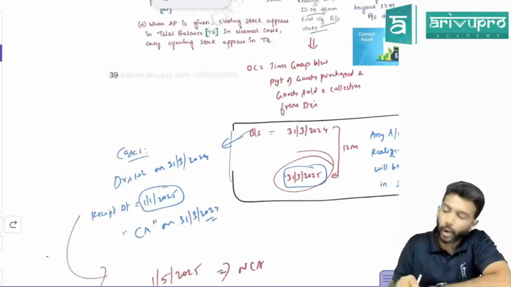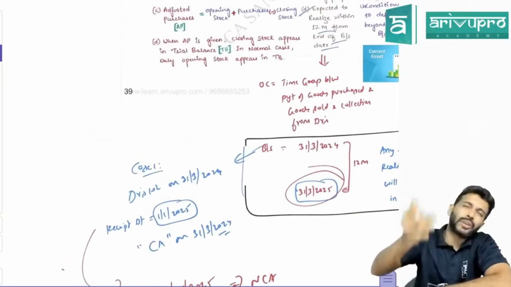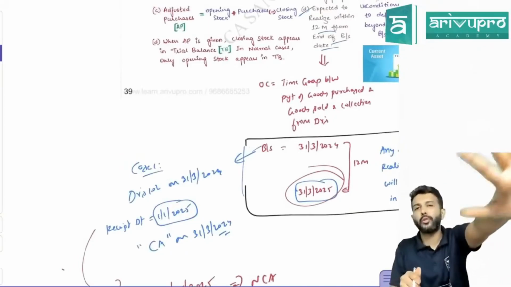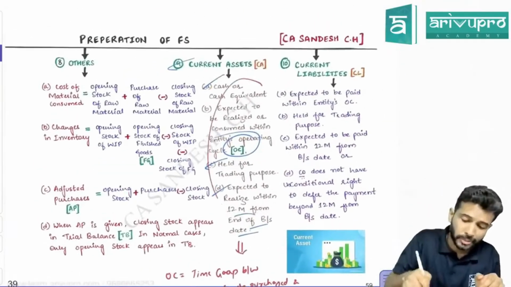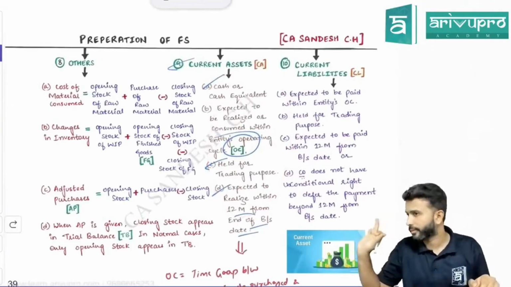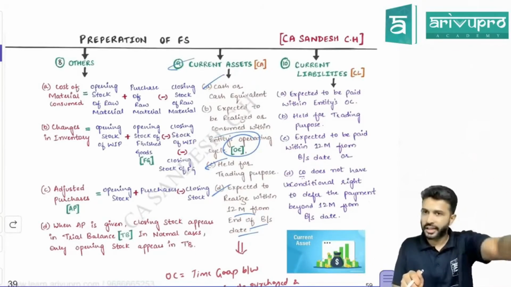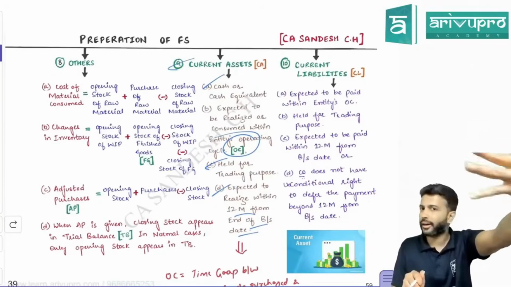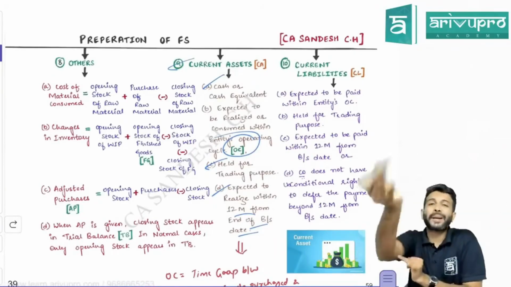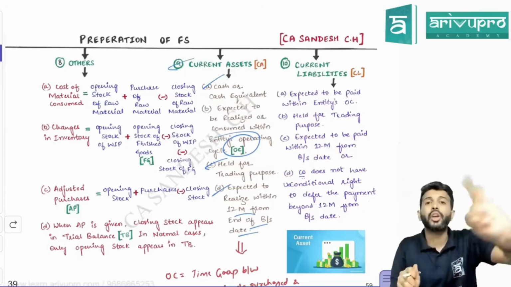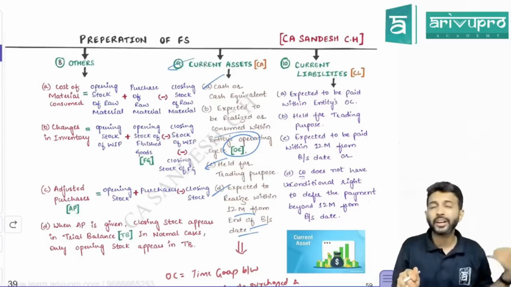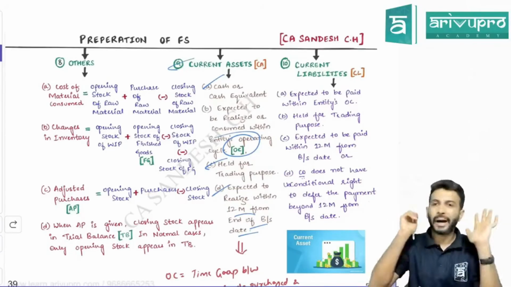Okay, tell me once again, what are the features of current assets? It's not necessary that all the features be satisfied; one of them is good enough. So current assets means it's either cash or cash equivalent; second, it's held for trading purposes; or it is expected to be realized or consumed within the operating cycle; or it is expected to be realized within 12 months from the balance sheet date.